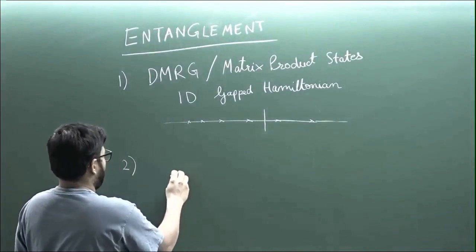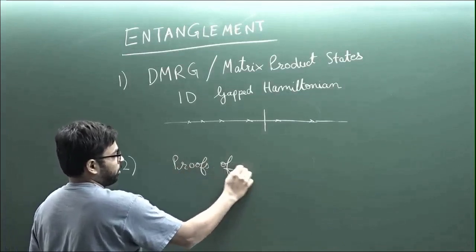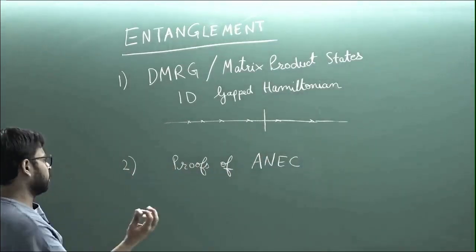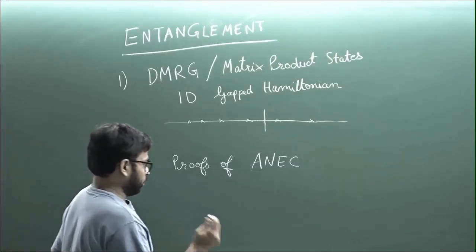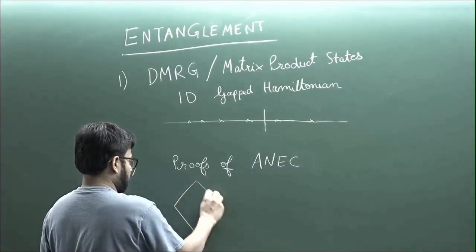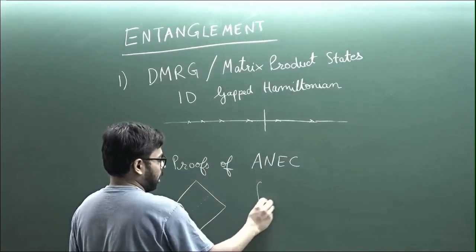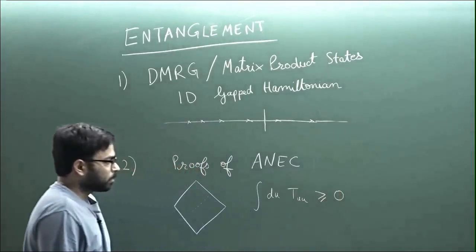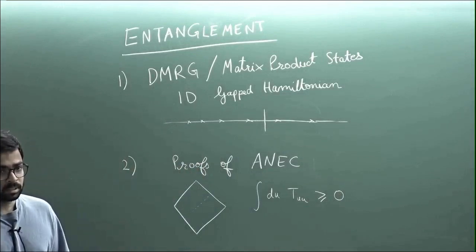The second application I want to mention is from high energy physics, as in proofs of energy conditions, proofs of the average null energy condition. There's also a stronger condition called the QNEC, which has been discussed recently, but the ideas of that proof seem to involve other things. But this is the statement that if I have some flat Minkowski spacetime, then the integral along a null line of TUU is positive.